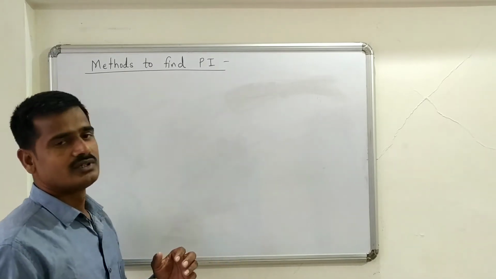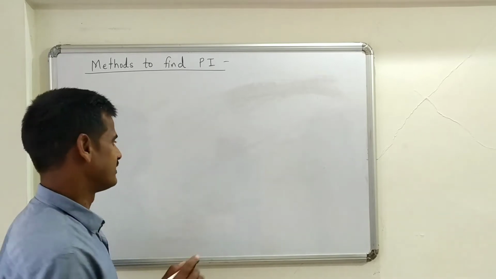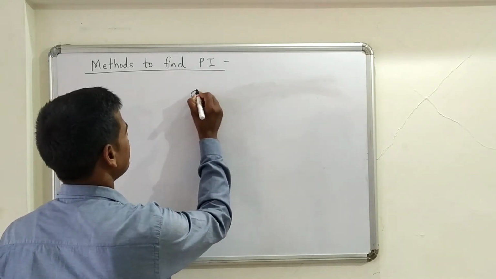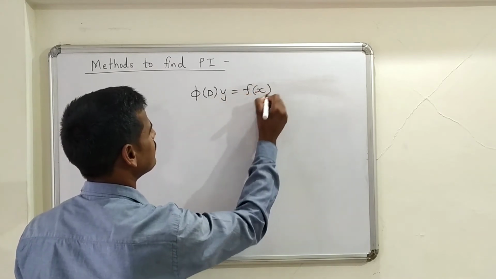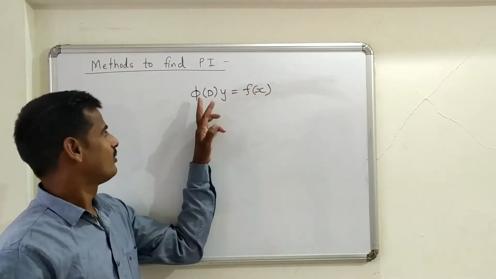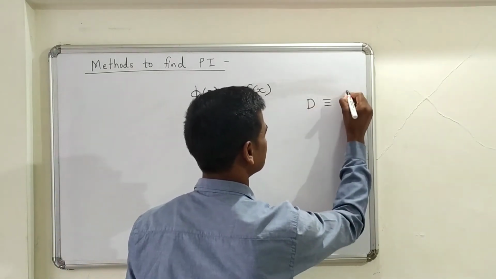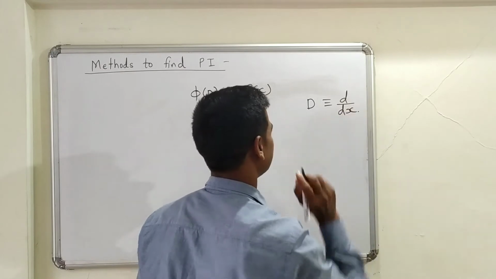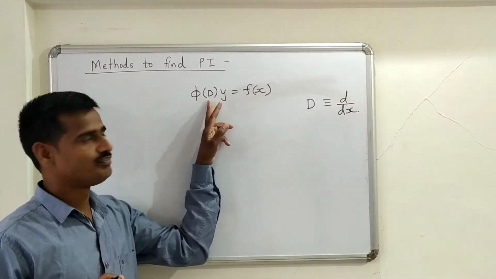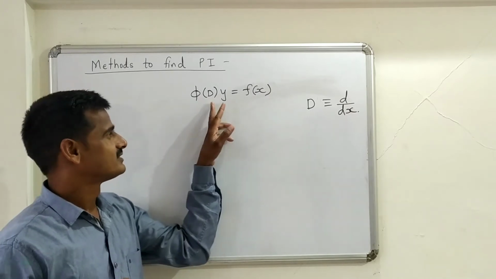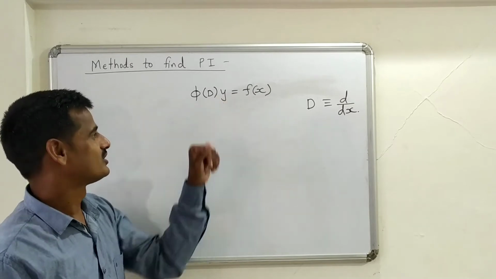Now, as we know, what is the general form of a higher order linear differential equation? It is phi of D into y equal to f of x, where D is the differential operator d/dx. Phi of D is an nth degree polynomial in D, and this is the standard form of an nth order linear differential equation with constant coefficients.